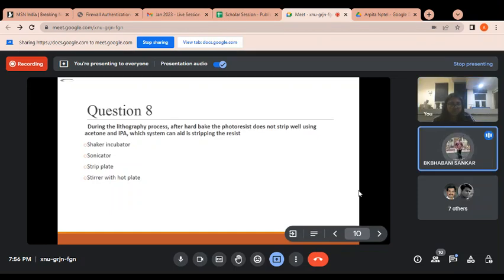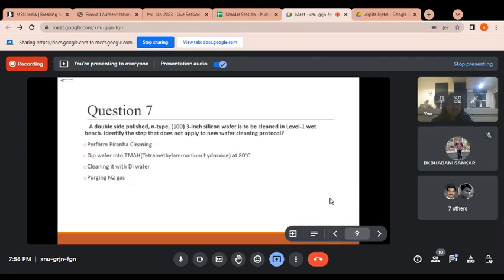Hello, ma'am. Yeah, question number 7, what is the right answer? Option 2, dip wafer into the TMAH, because the first option, third option and fourth option, these three are related to the wafer cleaning process. So which is not for the wafer cleaning process? The option number 2, dip wafer into the TMAH. When we dip the wafer into the TMAH, there is a combination of chemicals, it etches the silicon. So it is an etching process. It is not related to the wafer cleaning process. Are you getting?